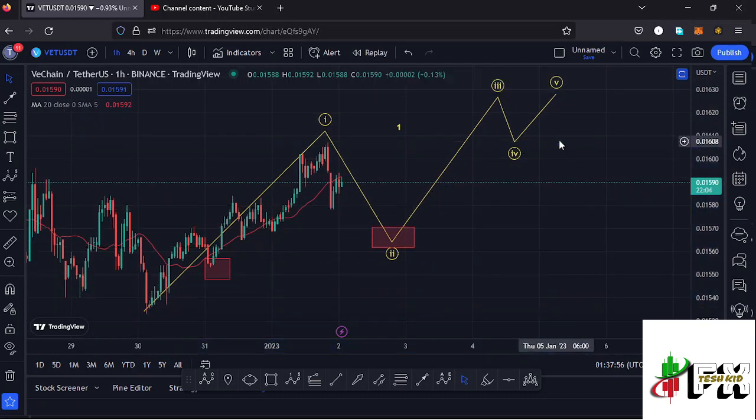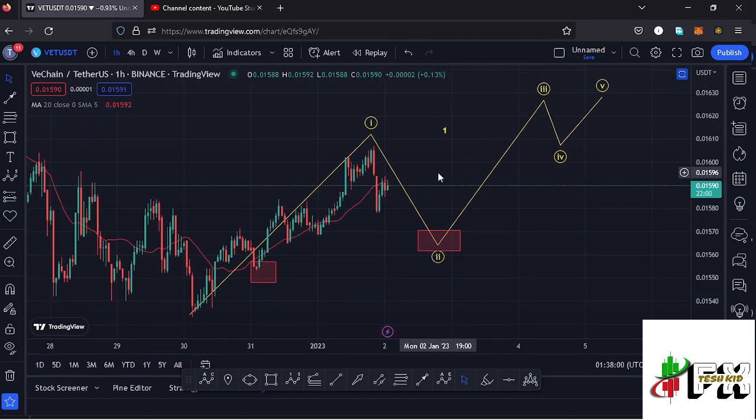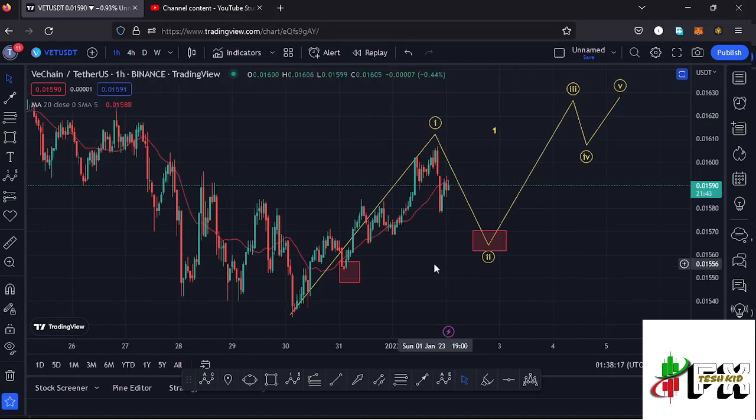So those are the two possible Elliott wave structures that we can have here on the Vechain chart, and let's be patient and see which of those two Elliott wave structures is going to be perfectly obeyed. And once we have a perfect Elliott wave structure, then we can stick to one and continue expecting higher prices or maybe lower prices here on the Vechain chart. So let's be patient and see how that plays out, and I'll keep you updated.